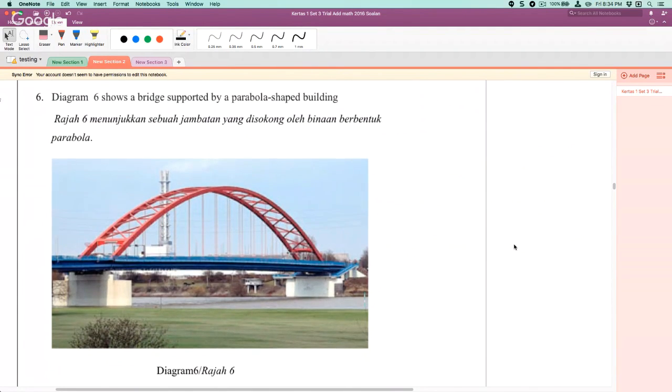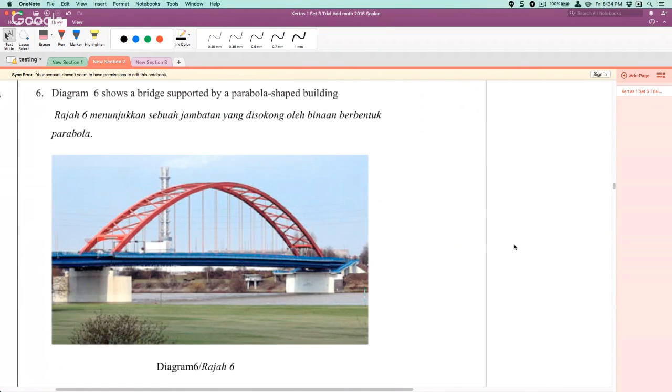Okay, the diagram shows a bridge supported by a parabola-shaped building. So basically, you see a parabola-shaped building, which is something over here. Let me change to black color. It's something over here. This is the so-called parabola shape. Definitely my drawing failed.